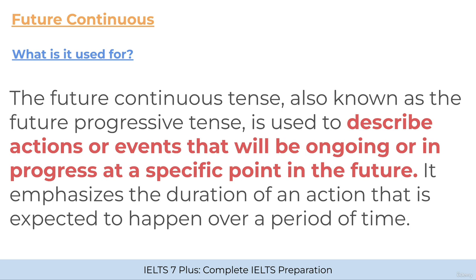It emphasizes the duration of an action that's expected to happen over a period of time. So this is something in the future, yes, similar to future simple. But unlike future simple, future continuous refers to events that are ongoing. There's a duration happening here.